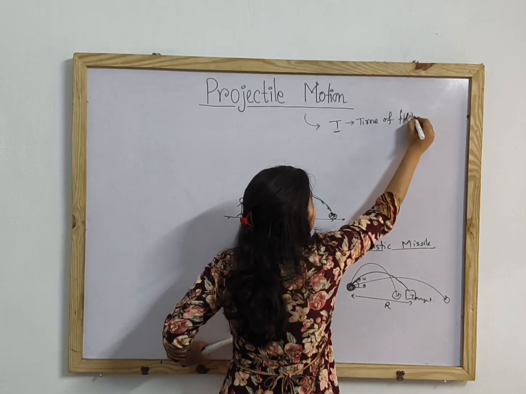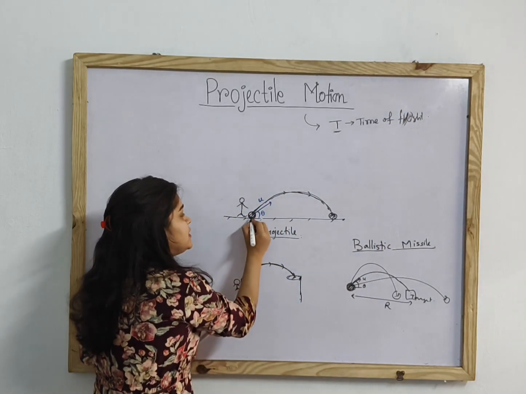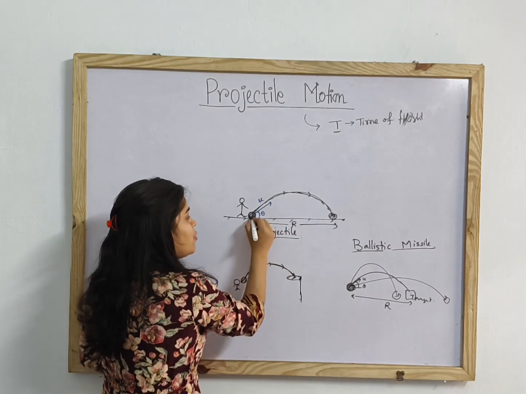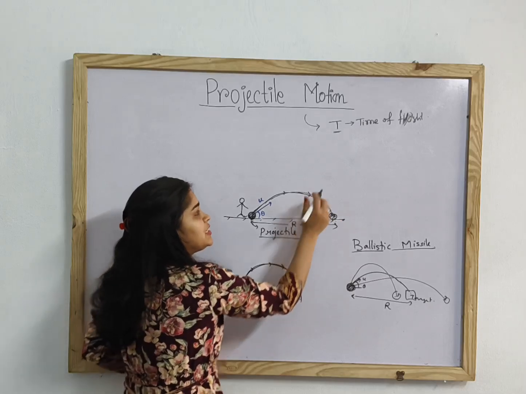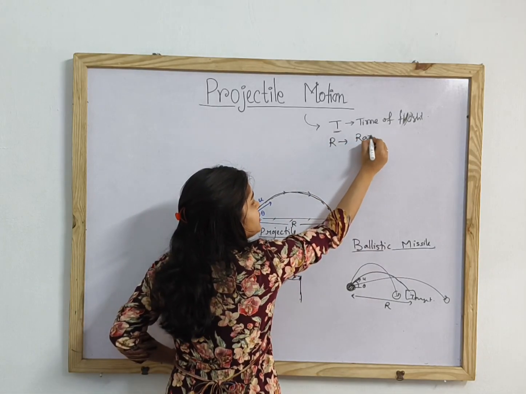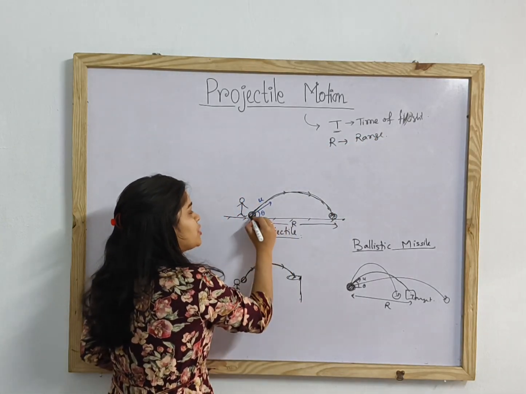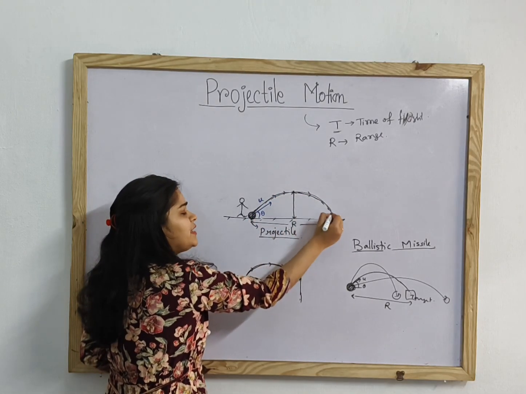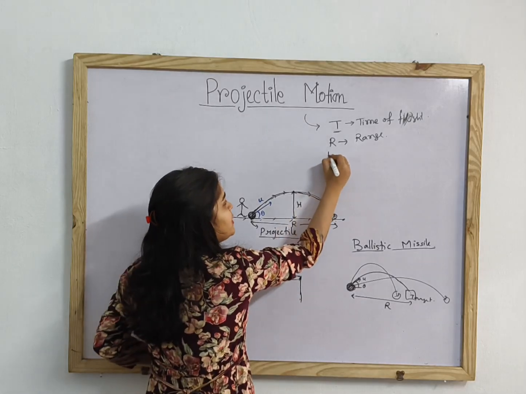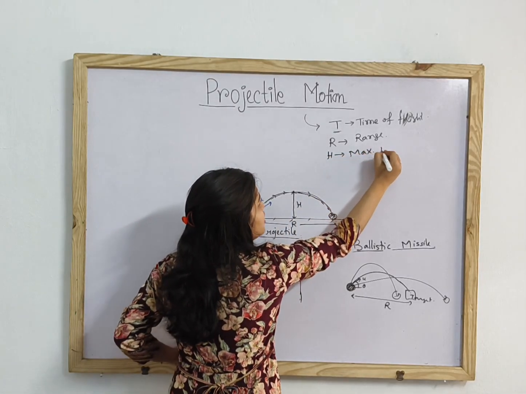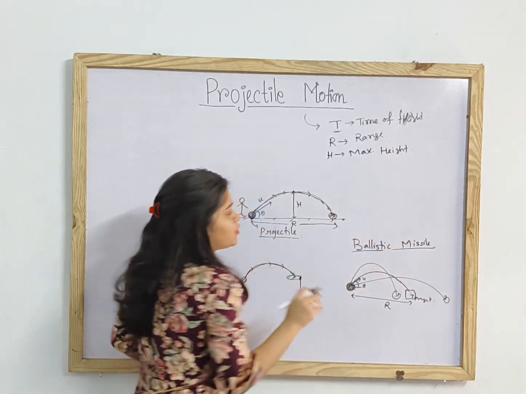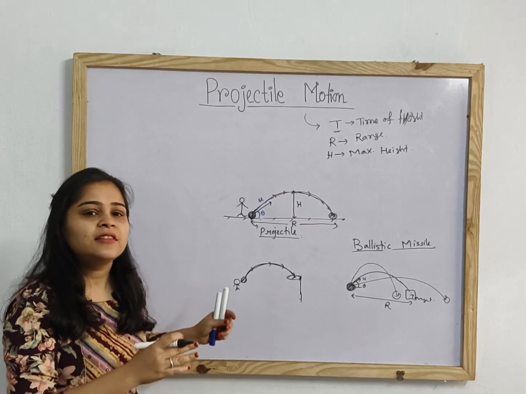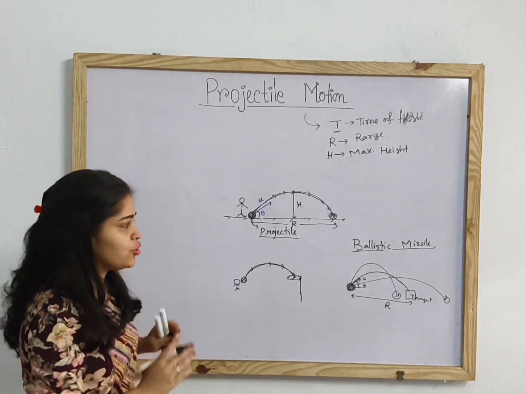After that, the distance from this point to this point, the distance of the ball from the initial position to the final position, is the range. We are going to calculate the range of the projectile. And suppose after throwing, the ball attains a maximum height and then the height decreases again. We are going to calculate the maximum height of the projectile. So we will discuss these three portions today, and after that the other important portions of this topic.